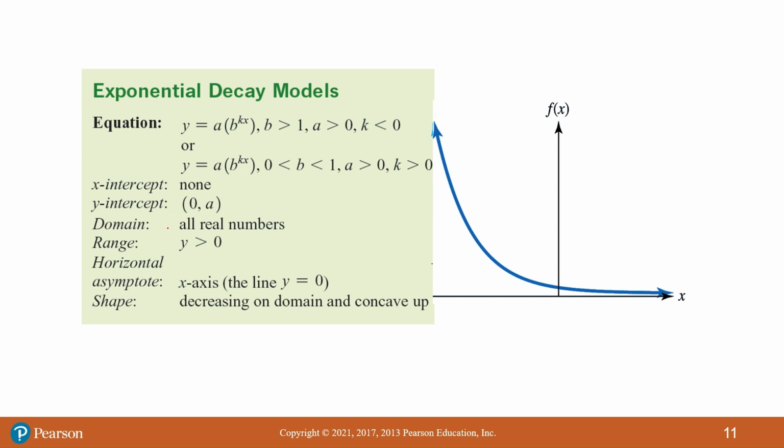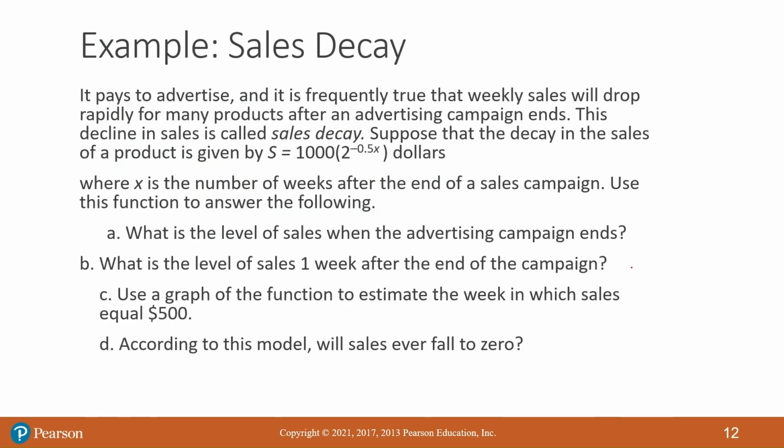Okay, our x-intercept is none, our y-intercept is (0, a). Domain is all real numbers. Y is greater than 0. Horizontal asymptote is your x-axis, and the shape is decreasing on the domain and concave up.